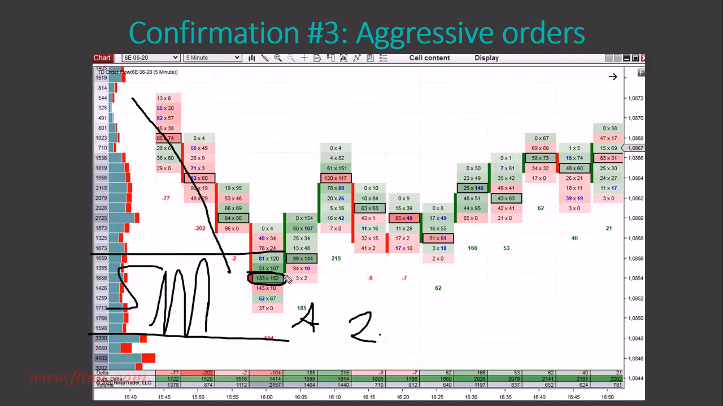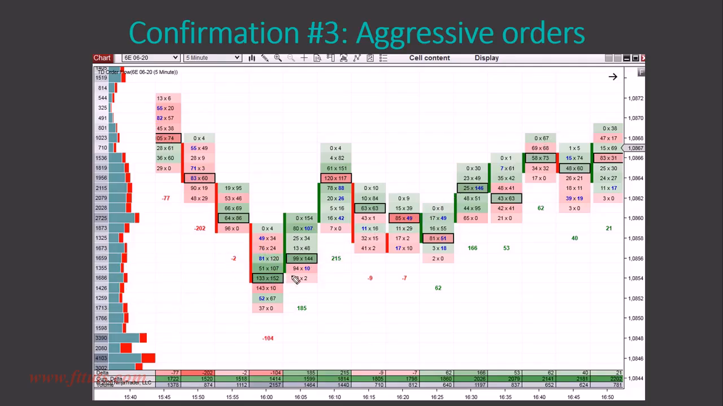Now after that, buyers start to jump in, aggressive buyers. There's a buying imbalance. Also in here, when you see that, you enter long. Alright, so you have the absorption in here, and also those buyers start to jump in, aggressive buyers, so that's also the setup number 3, the aggressive order setup.